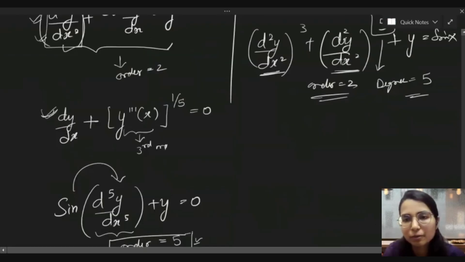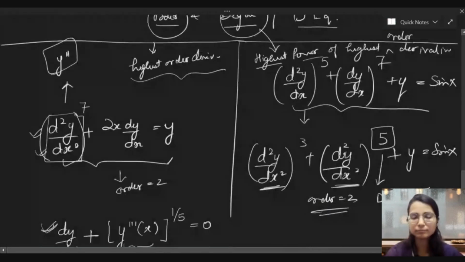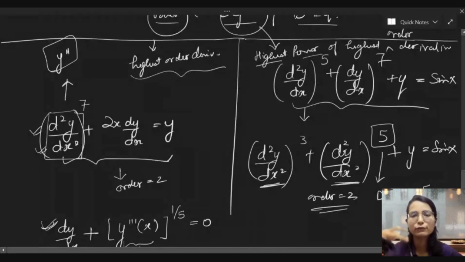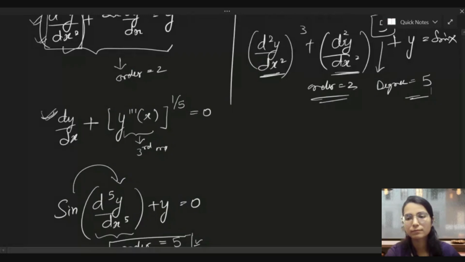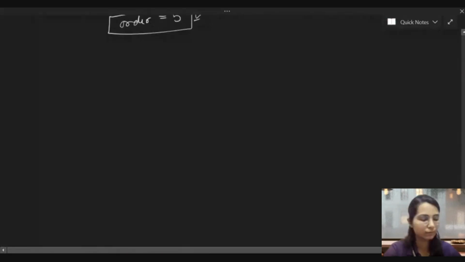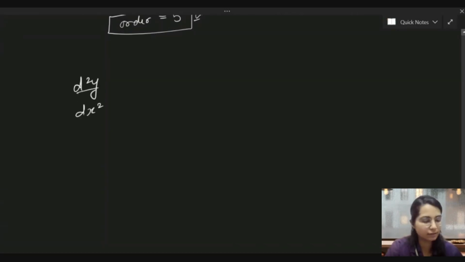One more thing that needs to be considered: we can find the degree only if your differential equation is free from radicals and fractions. So what does that mean? Let me give you an example. Let's say your differential equation is this, raised to power 2 by 3, is equal to d cube y over dx cube.